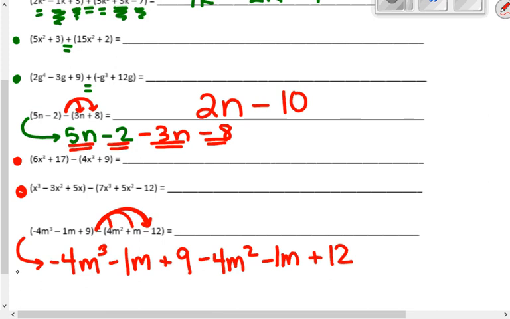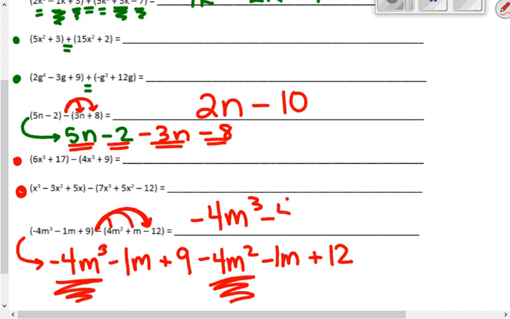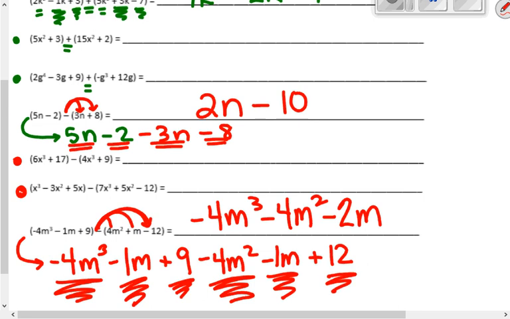So now we're going to look for like terms. The minus 4m cubed does not have a partner to combine with because there's no other term that's cubed. So negative 4m cubed. Negative 4m squared does not have a like term, so we're just going to write it down and copy it. The negative 1m and another negative 1m will combine to make negative 2m. And then the constants 9 and 12 will combine to make plus 21.